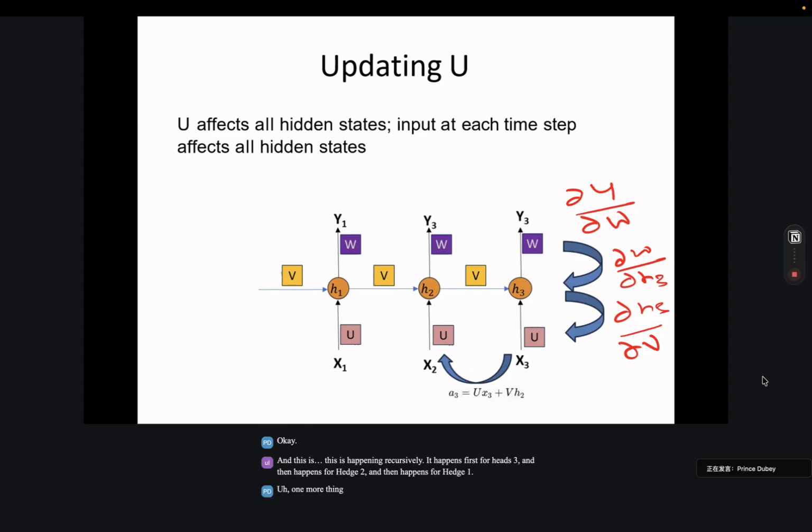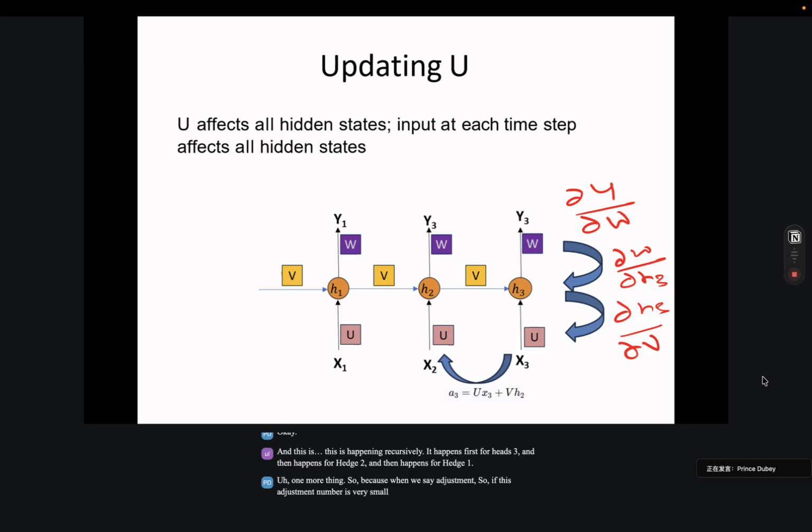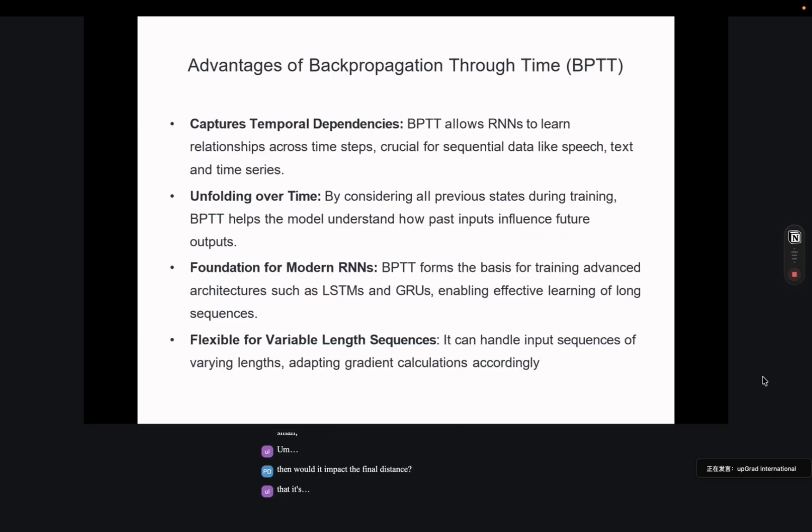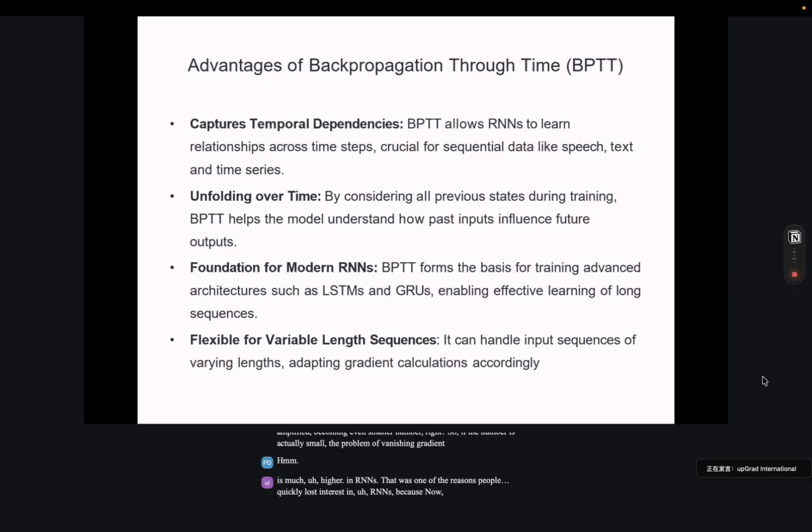One more thing. When we say adjustment, if this adjustment number is very small, for example, if U's value is very small, then will it impact the final results? Correct. So that is actually a problem. Remember, our problem with deep learning was small numbers getting amplified, becoming even smaller numbers, right? So if the number is actually small, the problem of vanishing gradient is much higher in RNNs. That was one of the reasons people quickly lost interest in RNNs, because RNNs introduced another big problem.